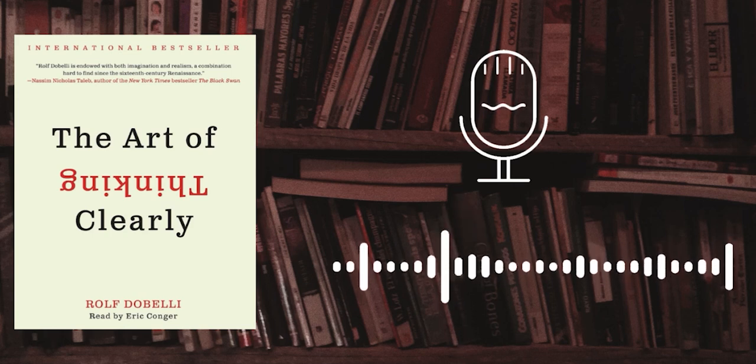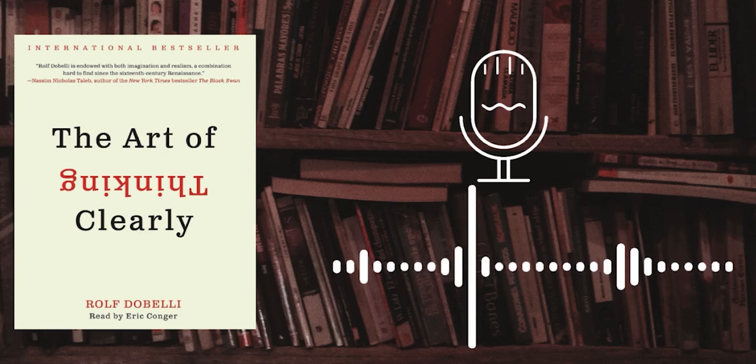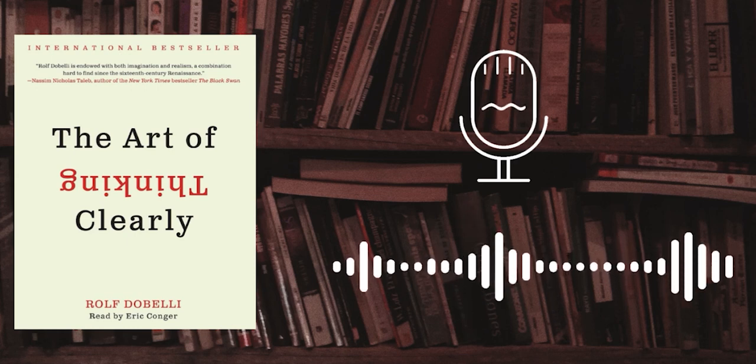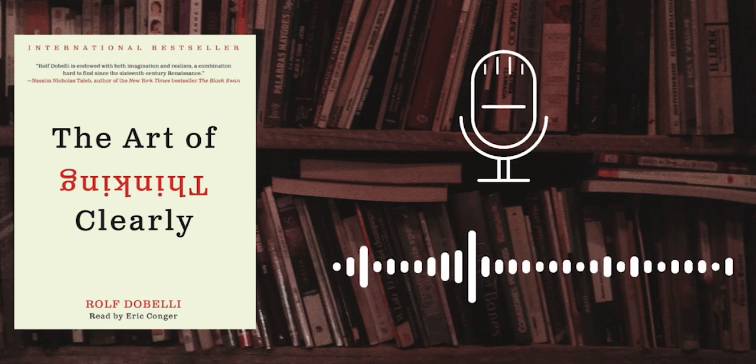Pessimism bias. Pessimism bias is the tendency to overestimate the likelihood of negative events. This can lead to undue anxiety and poor decision-making. Recognizing pessimism bias helps us adopt a more balanced outlook and make more rational decisions.